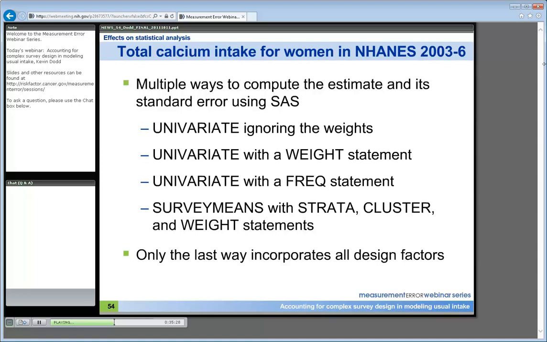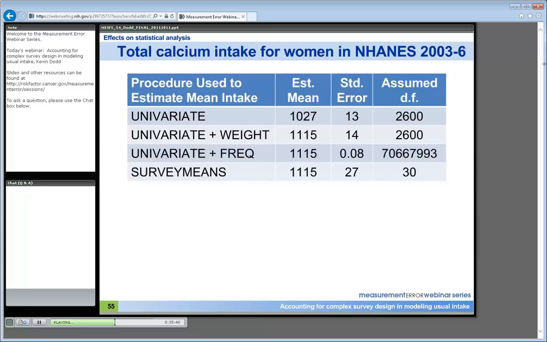Or I can use one of SAS's fully survey-aware procedures. I chose survey means for this example. And the survey means syntax includes ways to specify all 3 elements of the NHANES design, strata, cluster, and weight statements. And I want to point out that only this last way incorporates all the design factors. So here are the results.